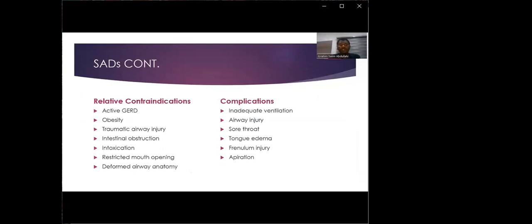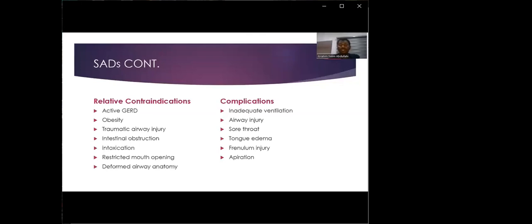The relative contraindications to the use of supraglottic airway devices are active gastroesophageal reflux disease, because they don't confer airway protection as they sit above the larynx. Also in obese patients, because the seal pressure is lower than the ventilating pressure. Then in patients with traumatic airway injury or other categories of patients who require airway protection, or in patients with intestinal obstruction because they are at risk of regurgitation and aspiration, or in patients with intoxication or restricted mouth opening, because with restricted mouth opening there is difficulty in passing the laryngeal mask airway, or in patients with deformed airway anatomy. The complications of using supraglottic airway devices include inadequate ventilation, airway injury, sore throat, tongue edema, and frenulum injury.